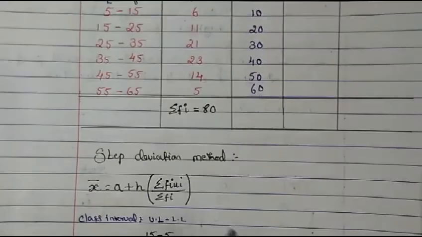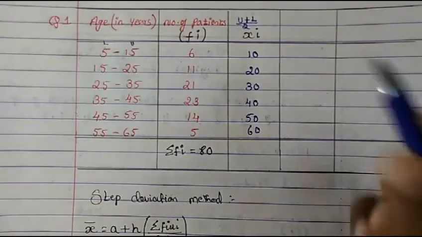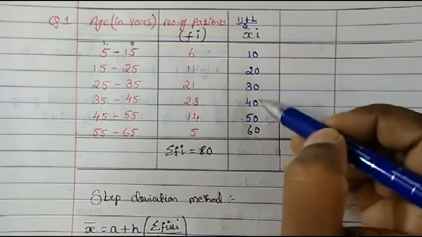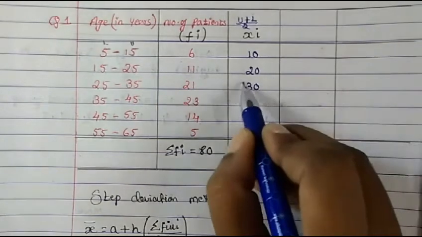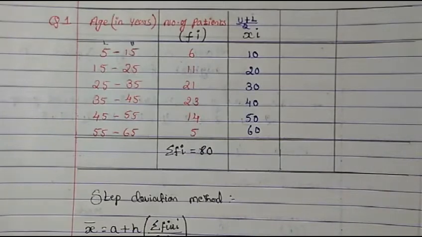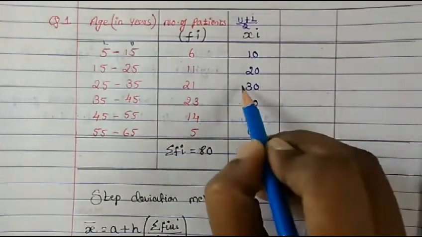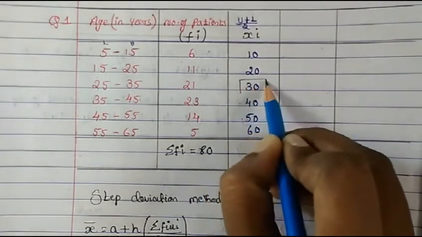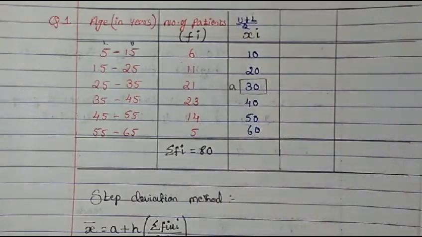Now we have to find out a. So a means exactly the central value, the assumed mean. So 1, 2, 3, 4, 5, 6. Now even numbers are there. So exactly in the center these two are coming, but we will take the smallest one. So this is our a. So we got the a value.